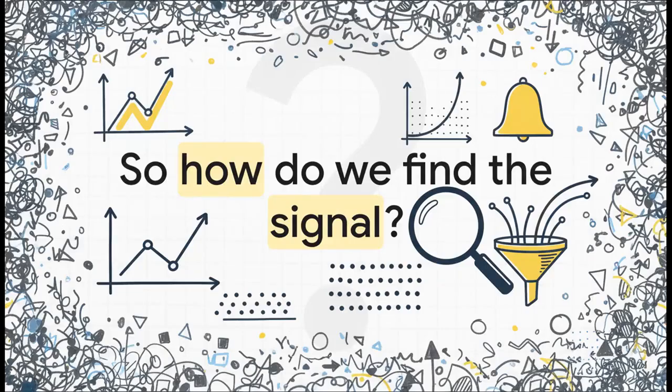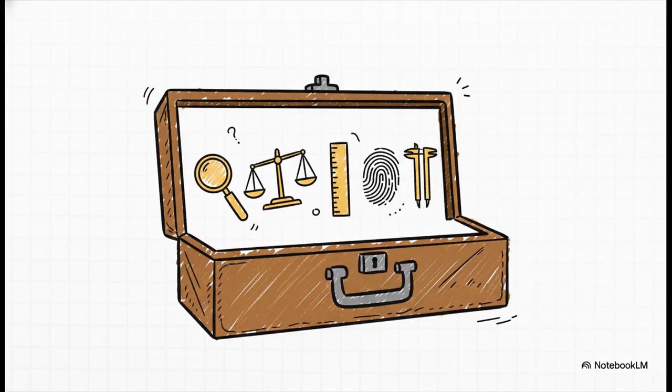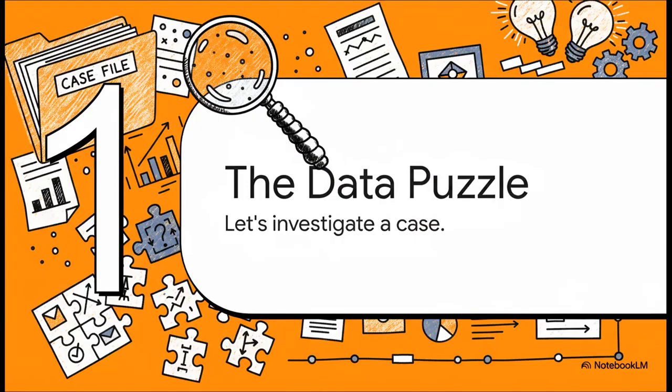So, here's the big question. How do we cut through all that noise to find the actual signal? How do we figure out the story the data is desperately trying to tell us? That's what we're here to figure out. We're going to do it by using 5 essential, let's call them detective tools. These are the absolute fundamentals of descriptive statistics. And trust me, once you get these down, you'll be able to make sense of pretty much any data set that comes your way.